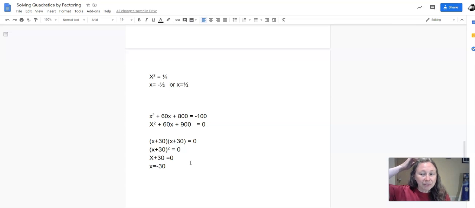Okay? So that is solving by factoring. It's easy to learn, difficult to master, but the two important things to remember are set the equation equal to 0, and then factor the original. And once you've done those, then you can solve each of the two factors as separate equations.